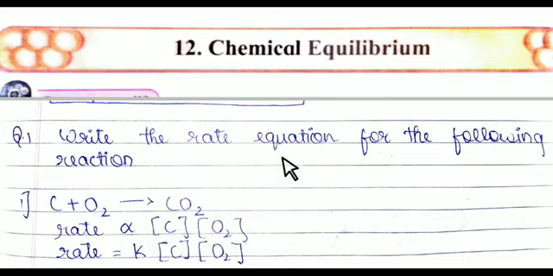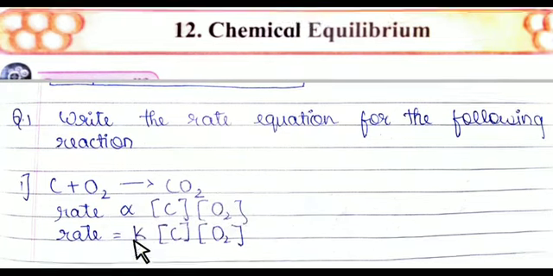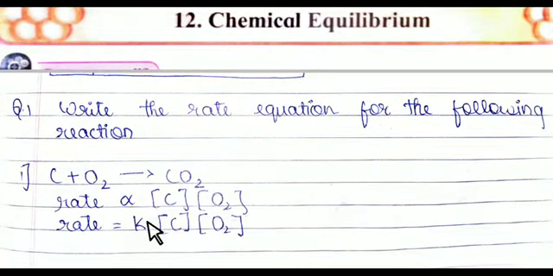So how to write a rate equation? Rate is directly proportional to the concentration of reactant. According to the law of mass action, the rate of reaction is directly proportional to the concentration of reactant. Whenever you remove the proportional sign, you have to use the constant. Here the rate constant is k. So rate of reaction is equal to k times the concentration of the reactant.